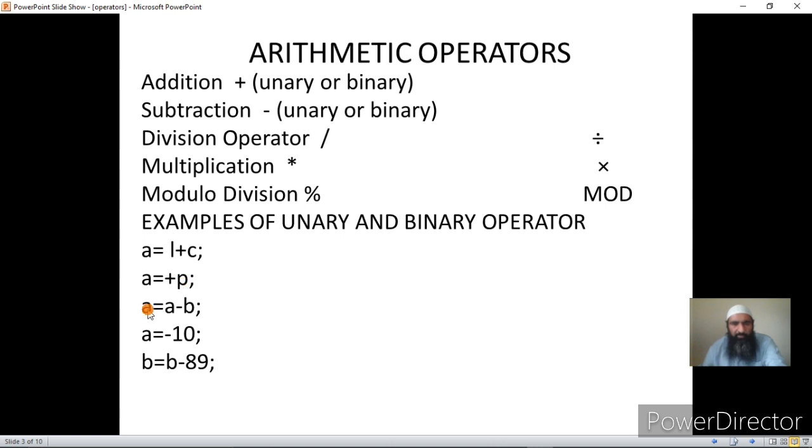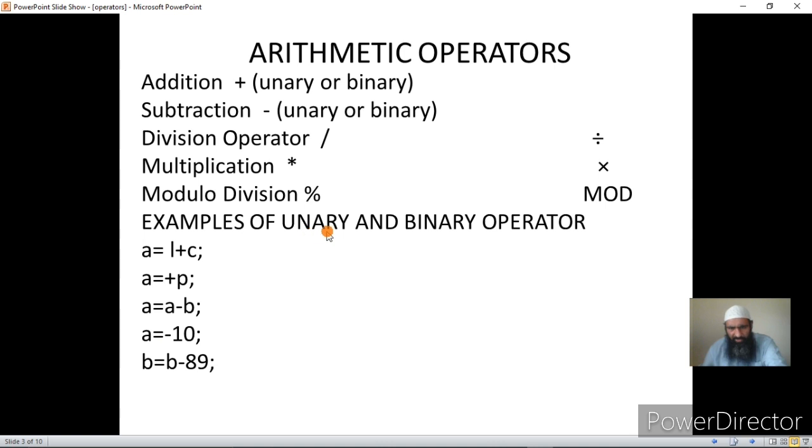Now if I say a is equal to a minus b, here the minus is a binary operator because it is subtracting the two numbers. It is acting on the two numbers, that is a and b. Now here this is an example of a unary minus where I have got a single minus before an operand, and that minus indicates the sign. Again, this is a binary subtraction.